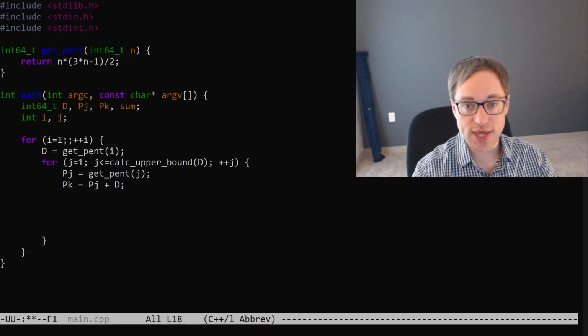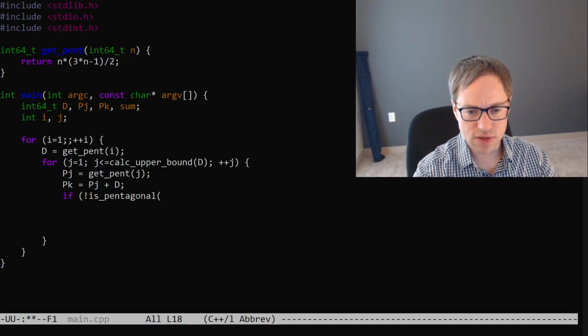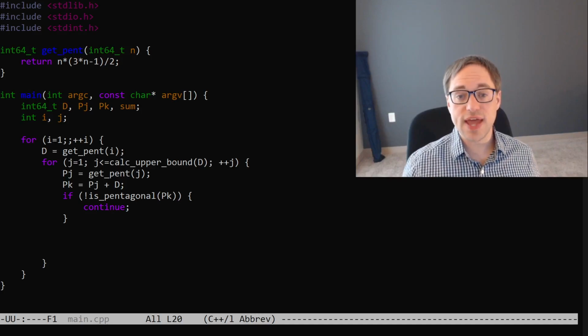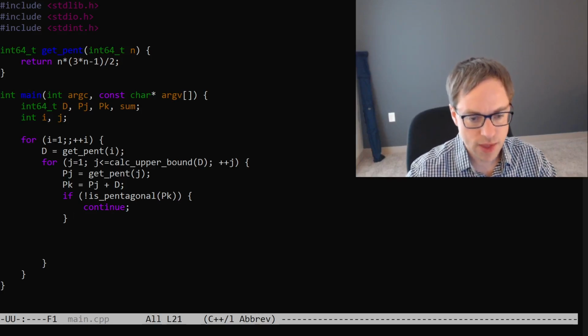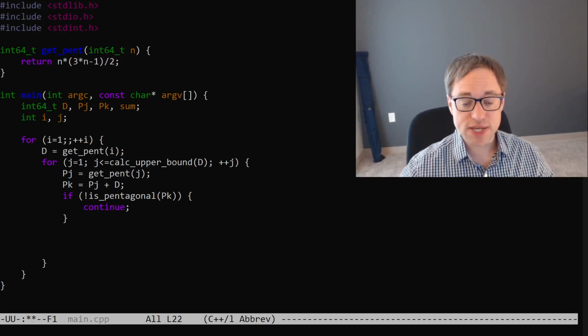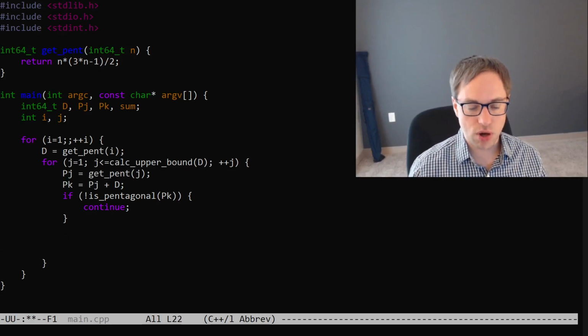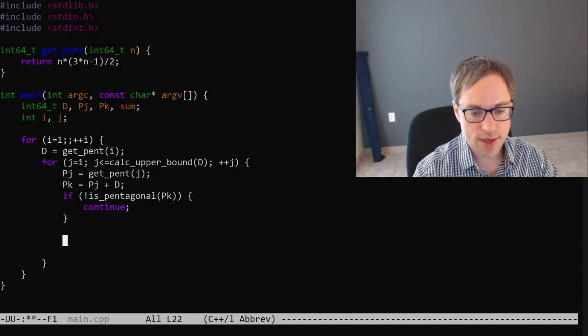Next, we want to check if p sub k is pentagonal. So we'll say if not is pentagonal p sub k, then continue. That is, just try the next value of j. If it is pentagonal, let's print out our partial solution.